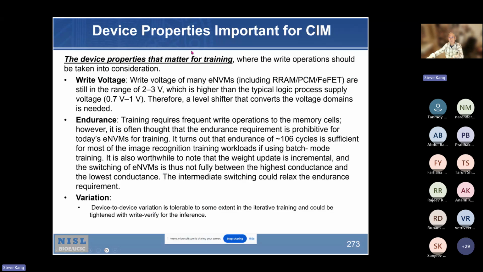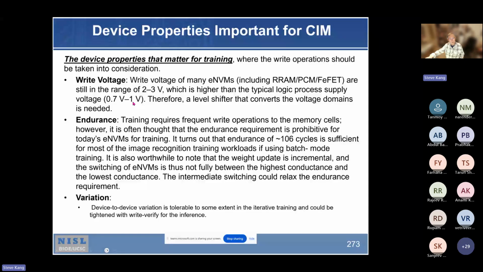The write voltage for many embedded non-volatile memories, including RRAM, phase change memory, or ferroelectric FET, is still in the range of 2 to 3 volts, which is higher than the typical logic processor supply, 0.7 volt or 1 volt. Therefore, a level shifter that converts the voltage domain is needed. So if you have a power supply of 1 volt, say, then to get the higher write voltage without requiring an additional power supply, you have an on-chip level shifter to generate that.